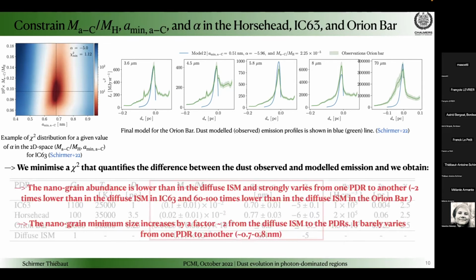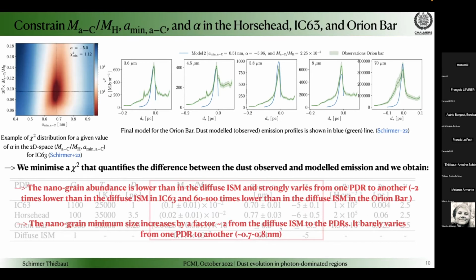And instead of looking at the numbers, what you can keep in mind here is that the nanograin abundance is lower than in the diffuse interstellar medium, and that it strongly varies from one PDR to another. For instance, there is a factor 10 of difference between the Orsed and the Orion bar, and we are going to explain qualitatively and quantitatively this difference later. The other important result is that the nanograin minimum size increases by a factor 2 from the diffuse interstellar medium to those PDRs, and that it barely varies from one PDR to another.